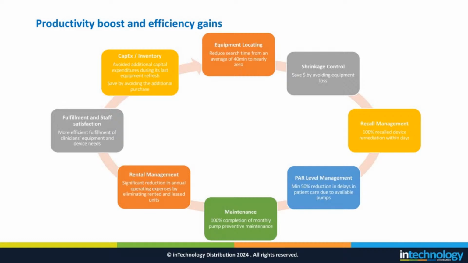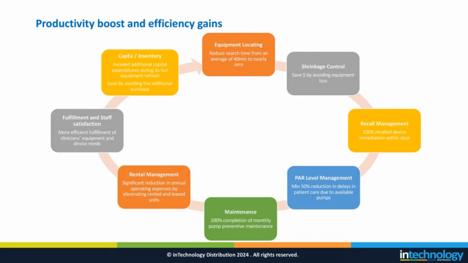Rental management: there is a significant reduction in annual operating expenses when you can identify that you have enough equipment and you don't need to rent more. Within healthcare organizations, there's a lot of rental equipment, and putting in an RTLS system for asset tracking allows you to reduce that. Fulfillment and staff satisfaction is one of the big things. If you're a nurse, a doctor or an orderly trying to find equipment, you could spend hours, minutes, days looking for it. Putting this technology in place gives staff the satisfaction that they can go to a system, look it up, find it, and then continue their job.